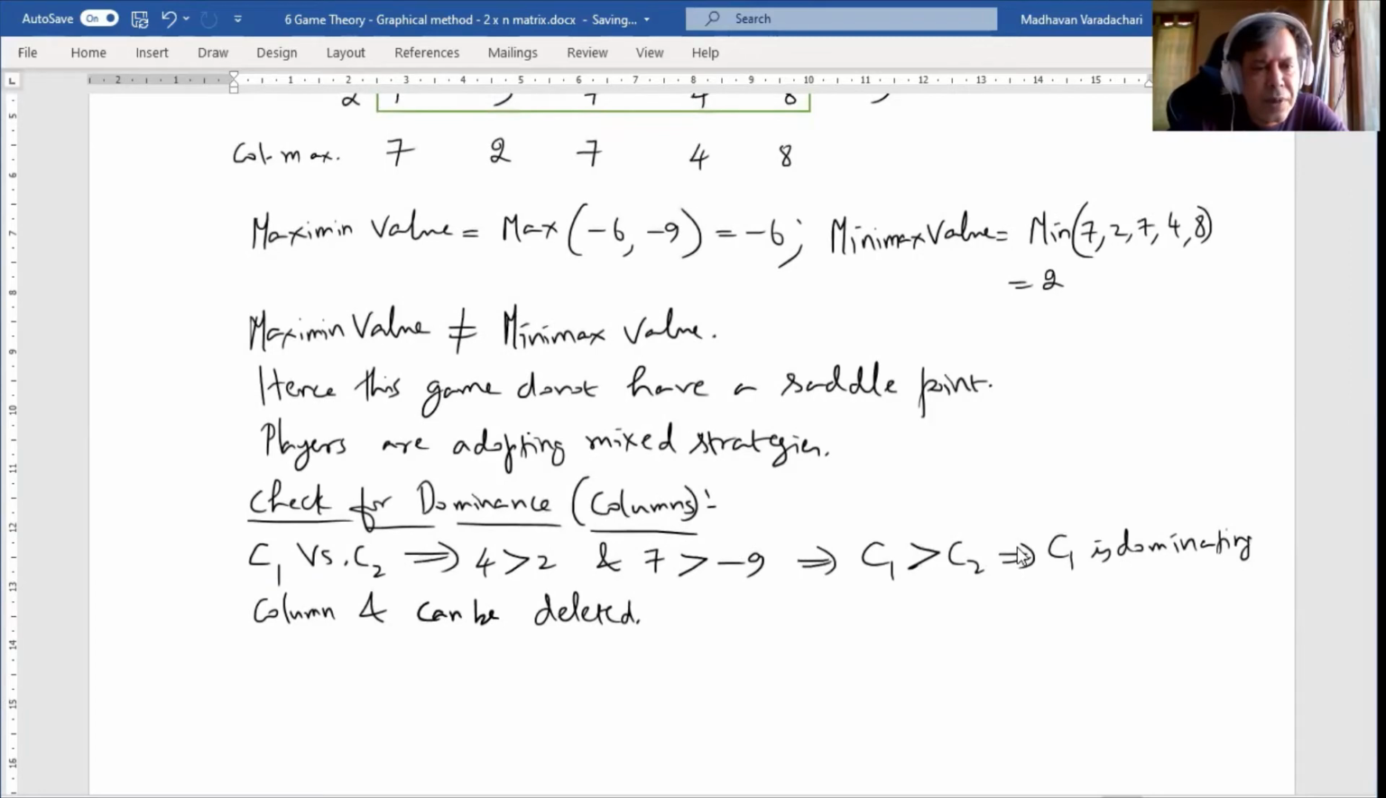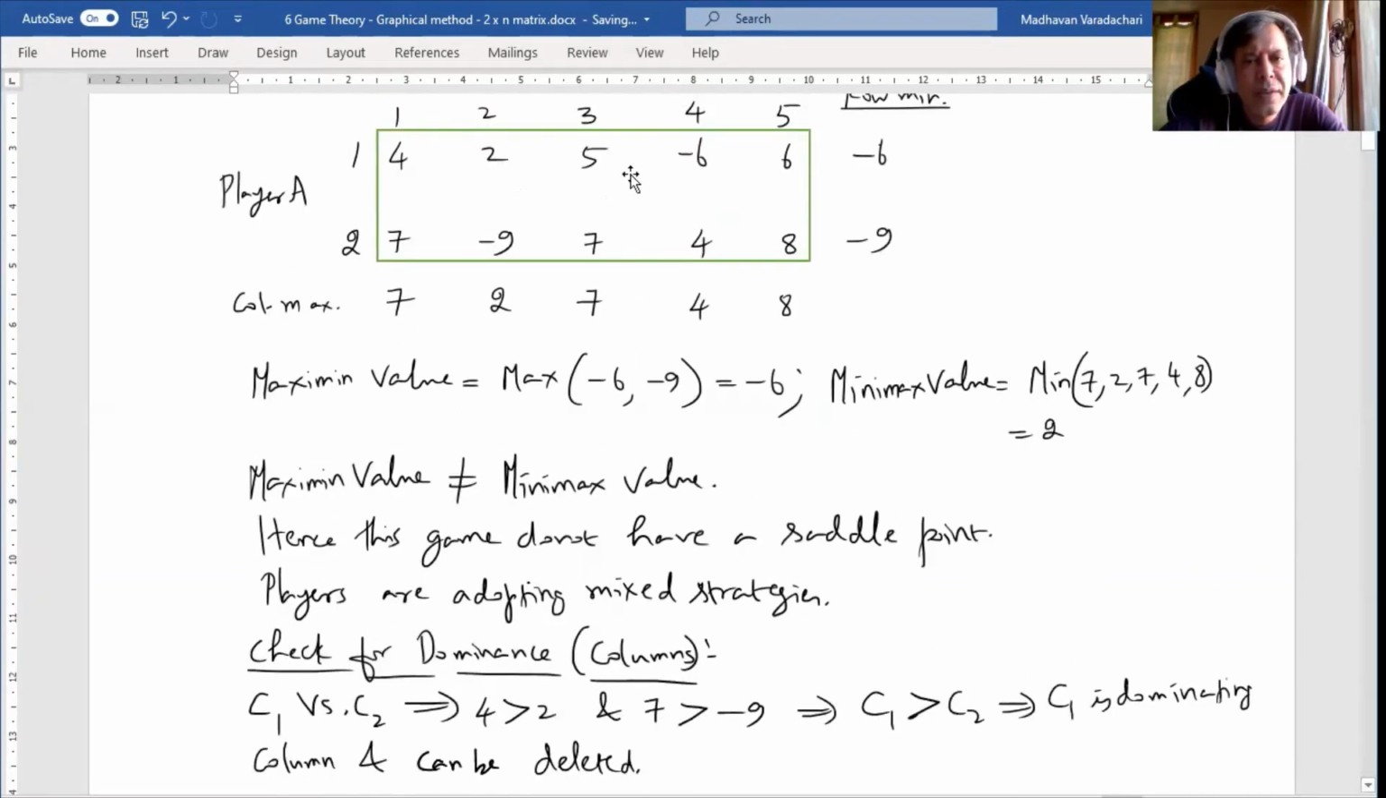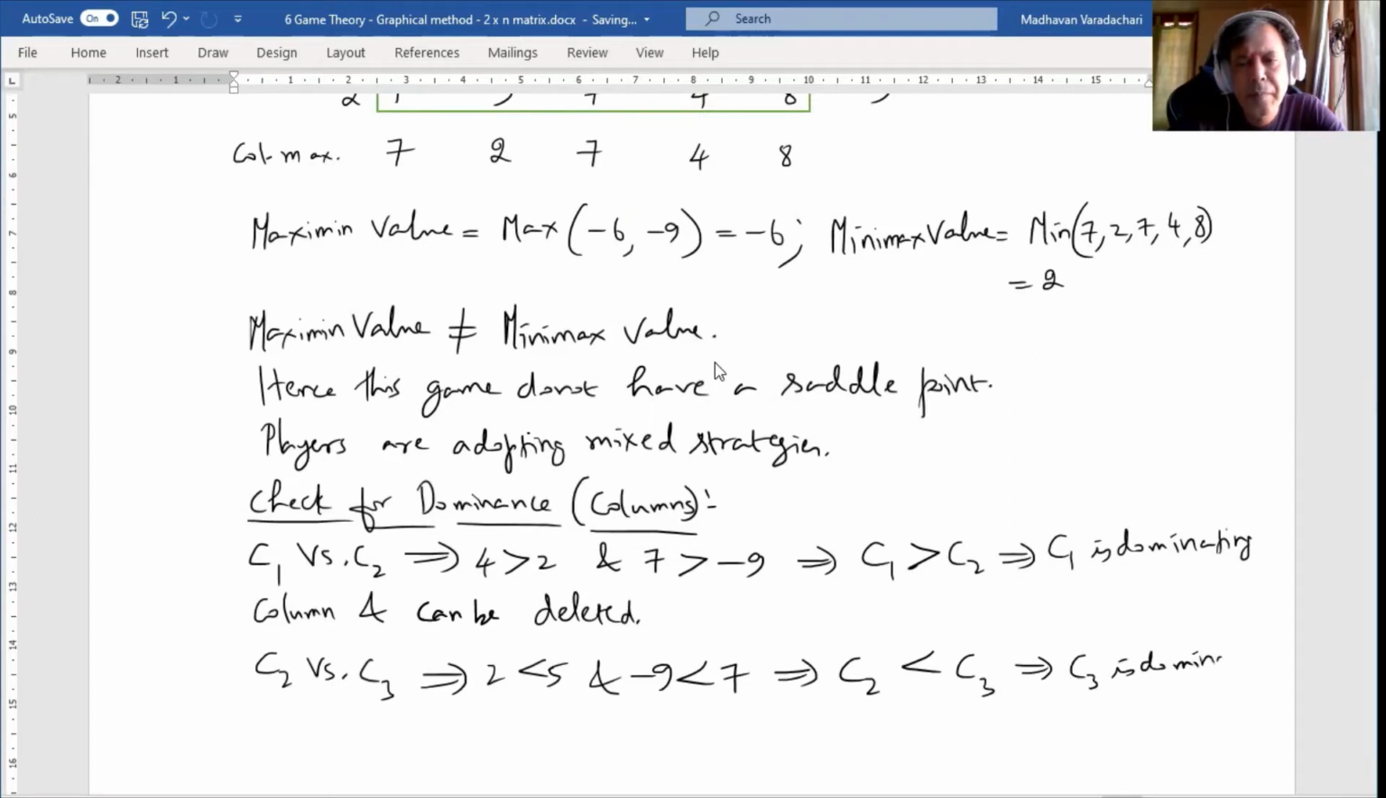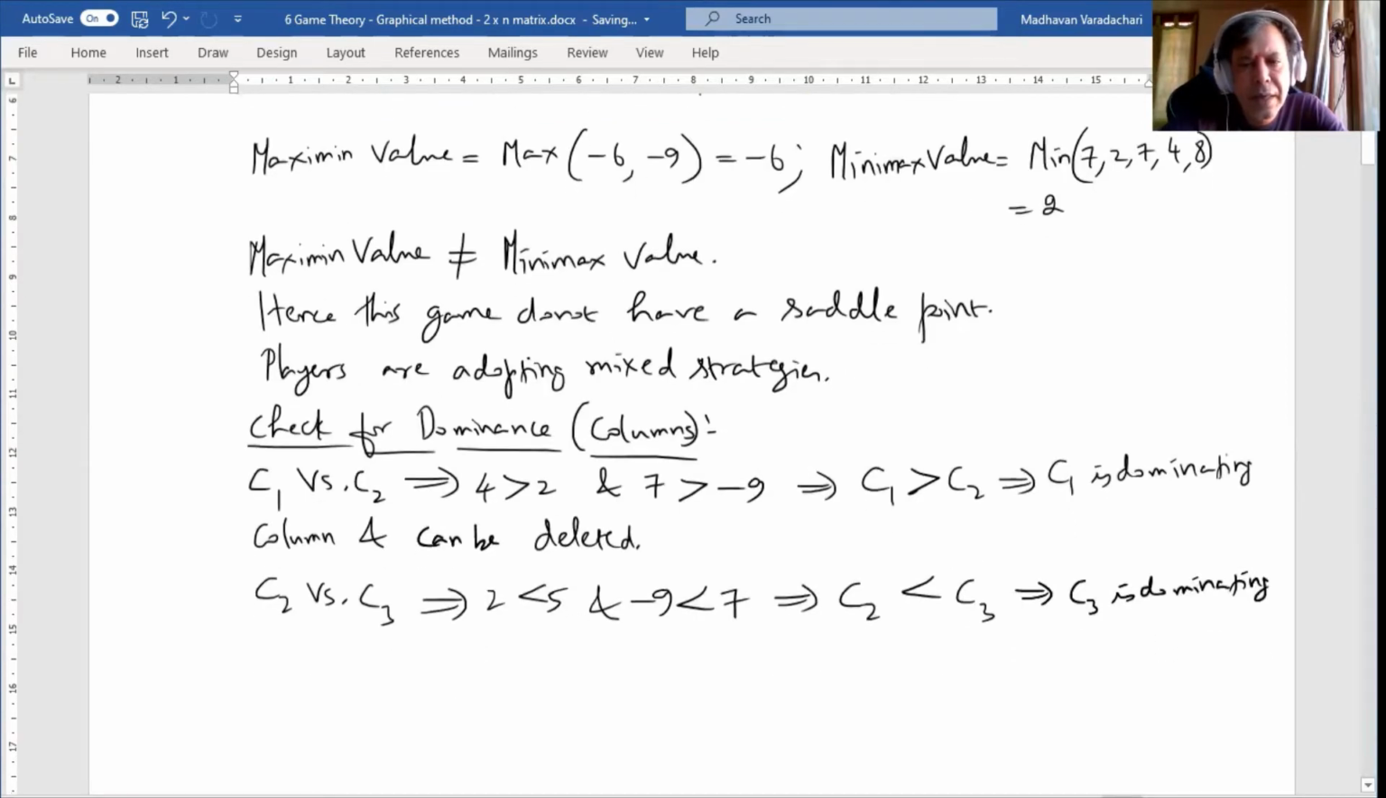So now we will proceed comparing C2 with other columns. C2 versus C3. 2 is lesser than 5, -9 is lesser than 7. So I can say C2 is in general lesser than C3. That means here C3 is the dominating column and can be deleted.